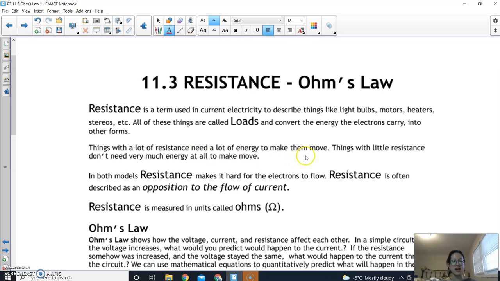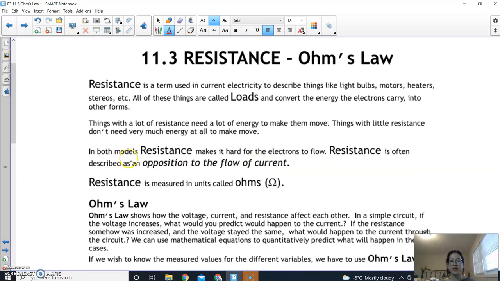So, for example, let's say we had a heater. A heater uses a lot of energy, much more than a light bulb. If you can imagine, as we're heating up something, the air or whatever, it takes a lot of energy, which means it provides a lot of resistance, and it slows down the electrons quite a bit. Things with little resistance don't need very much energy at all to make them move. In both models, resistance makes it hard for electrons to flow.